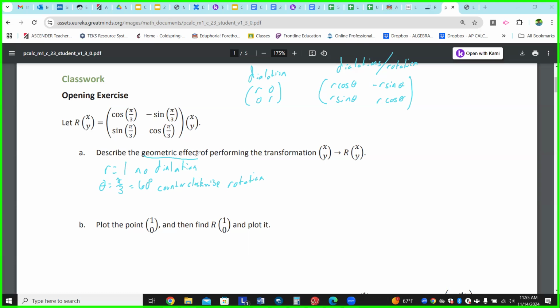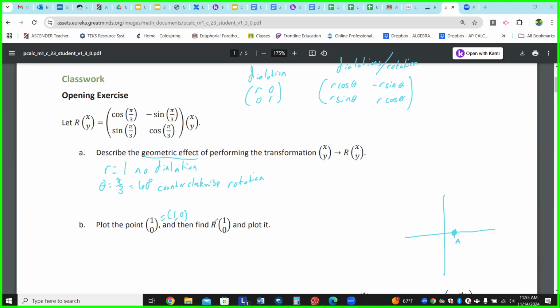Now, part B tells you to do two things. It says plot (1, 0). So if you make a little graph here, (1, 0) lands right here. Let's call it A, and then we'll do something else with it. So again, for the ones that weren't here, if it's written like this, remember this is the same thing as this. Both forms are the same. Okay? So that's how I was able to know exactly what to graph.